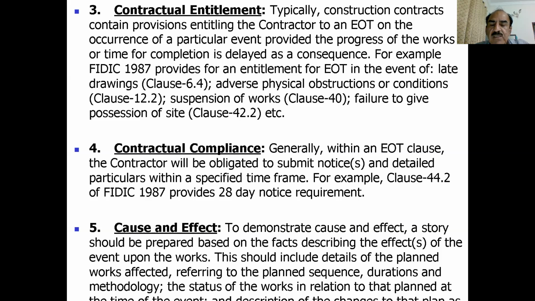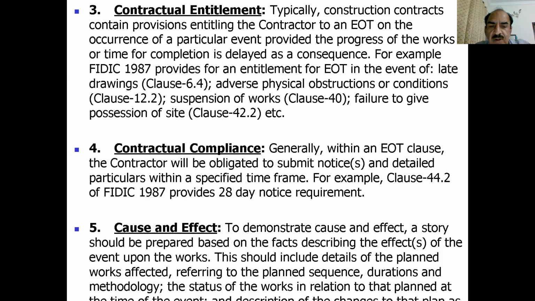Fifth is cause and effect analysis. This is really very important that we would like to see what is the relationship of that particular event with the extension of time, and whether there is a cause-effect relationship or not.